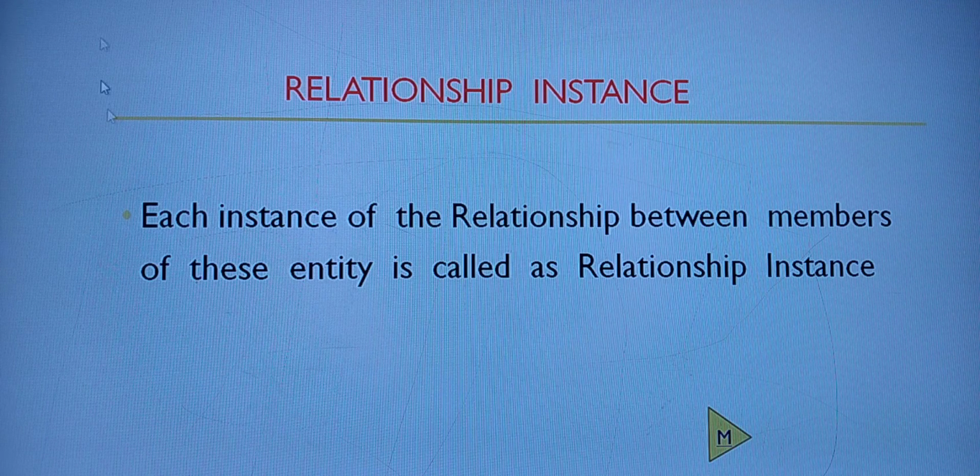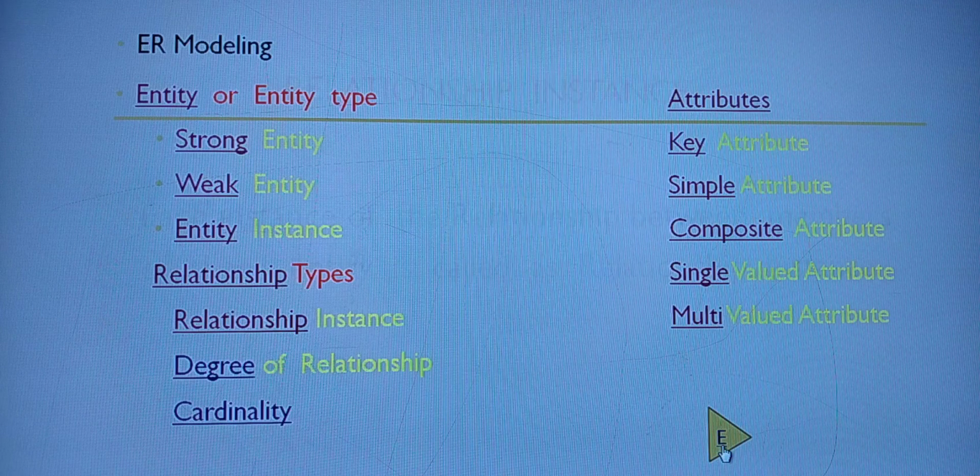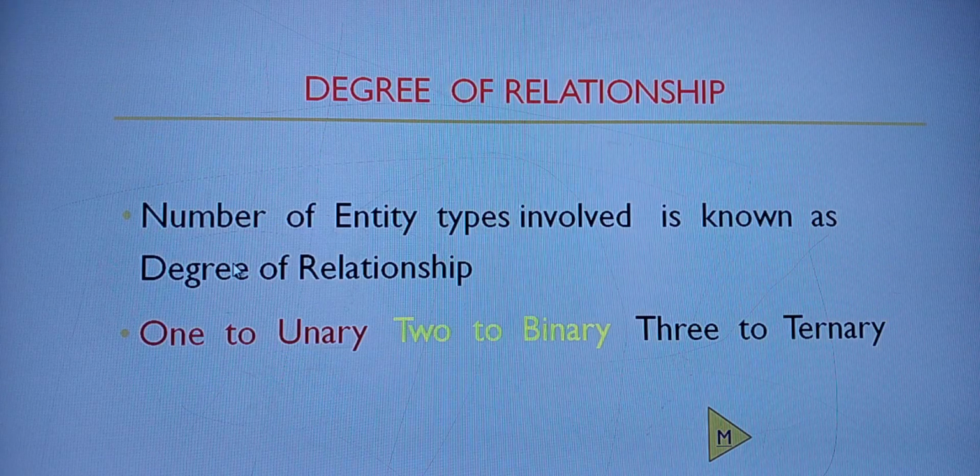What is the next one for you? It is your degree of relationship. What do you mean by degree? How many entity types are involved? Based upon the number of entity types, you are going to check that. It is your degree of relationship. So how many count you are going to have, that is called your degree of relationship.